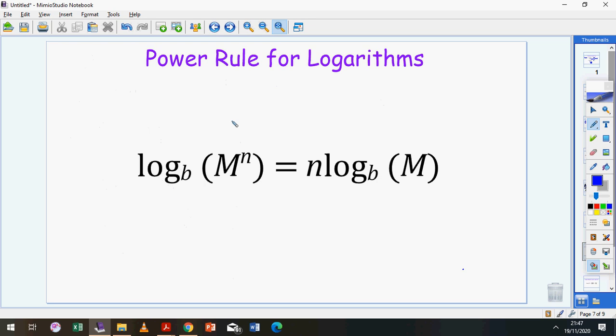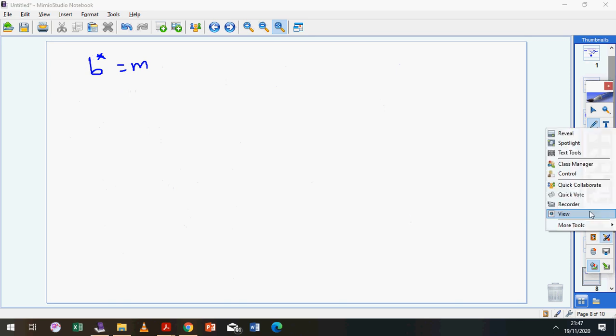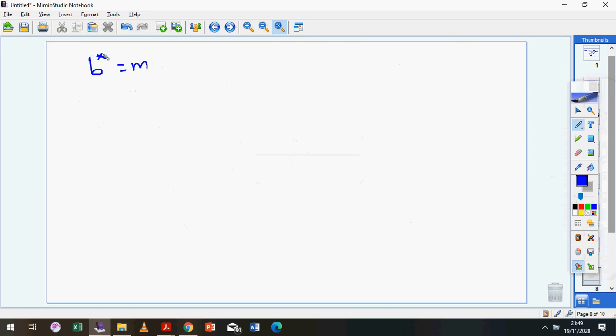The power rule for logarithms states that if you have logarithm base b of m to the power n, then the power drops to the front. So let's see how that happens. Starting with the same idea, if I have b to the power x is equal to, say, m, right? b to the power x is equal to m. That means I can write it as a logarithm. That will be logarithm base b of m is equal to x, or x equals logarithm of m base b.